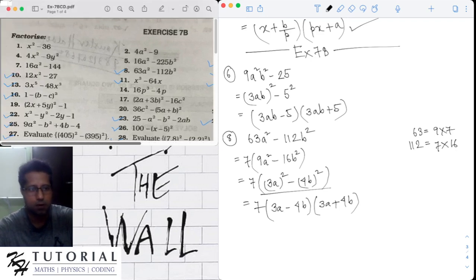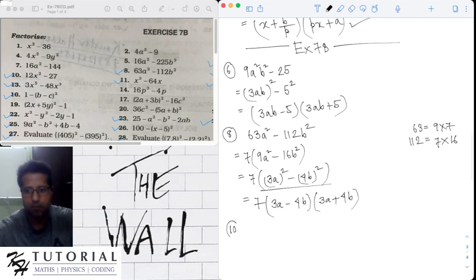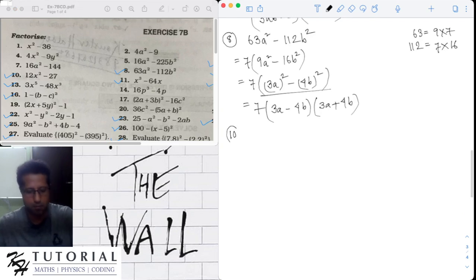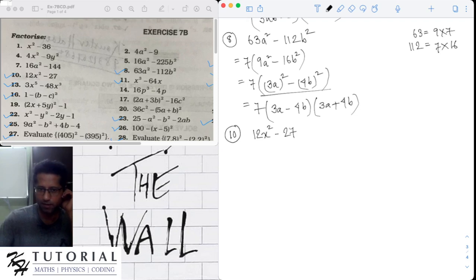Let's do 10. So 10 is 12x square minus 27. We can see that it is of the form a square minus b square, but not quite. The first term is 12x square, we have the x square, but the second term is 27, which is not a perfect square.